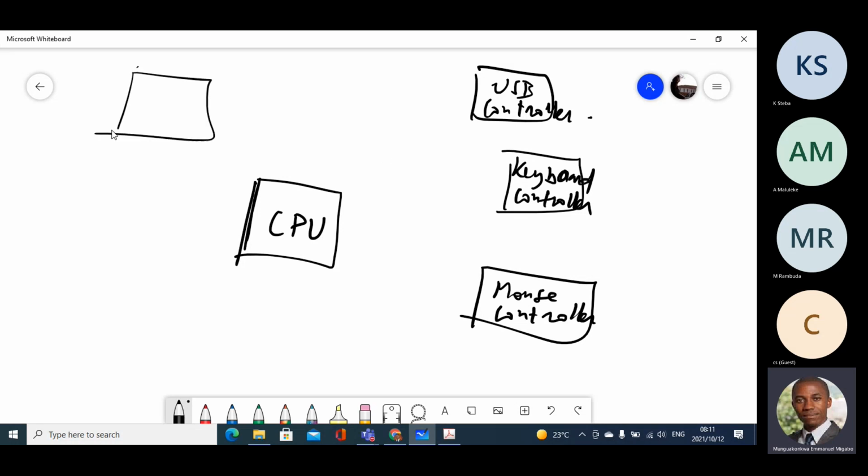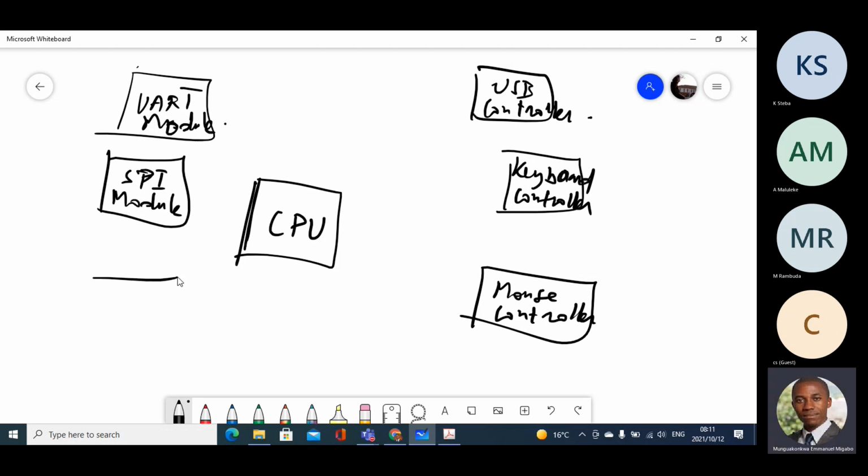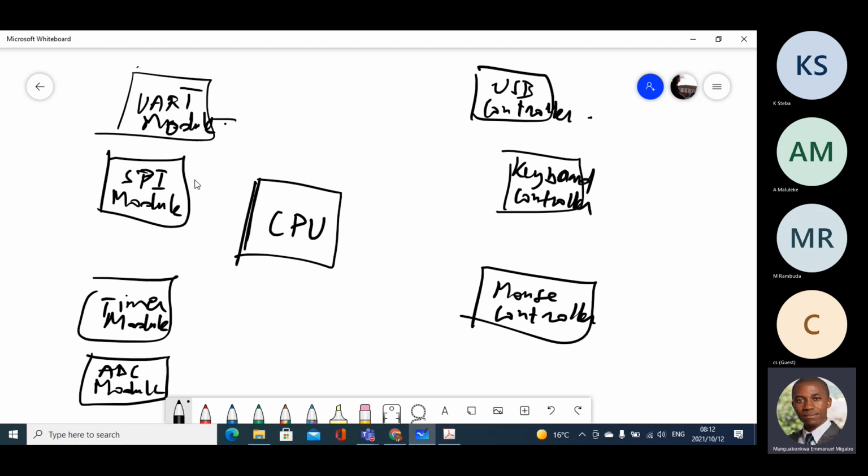But if you go microcontroller, you could have your UART modules. You could have an SPI module. You could have a timer module, because most microcontrollers have got internal timers. And nowadays, you even have microcontrollers with an ADC internal module, for example. So the communication between the CPU and all of this is done, of course, through a bus.